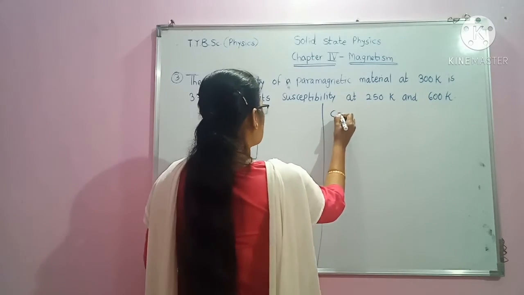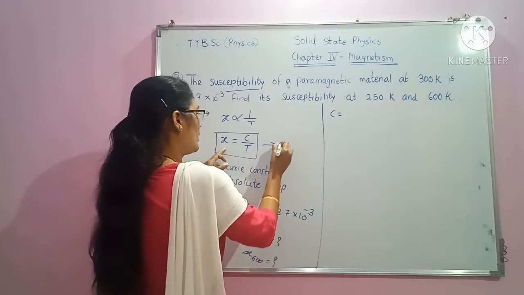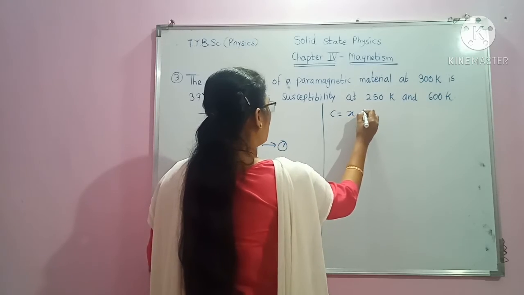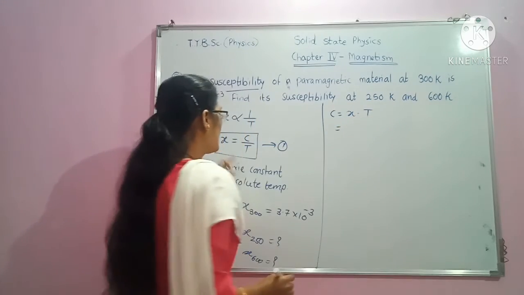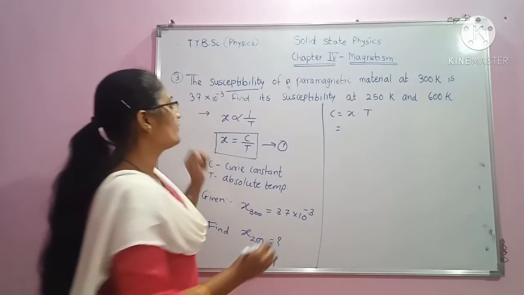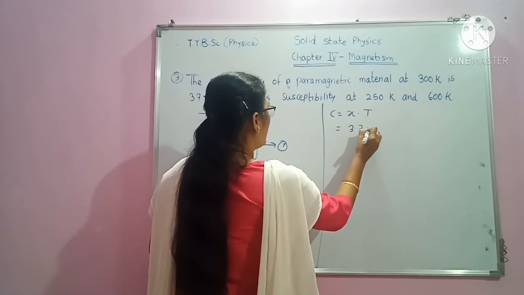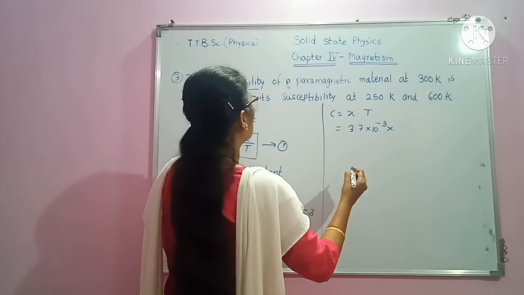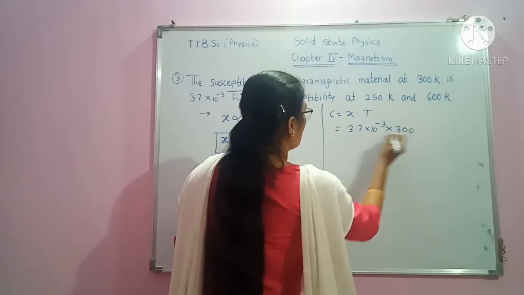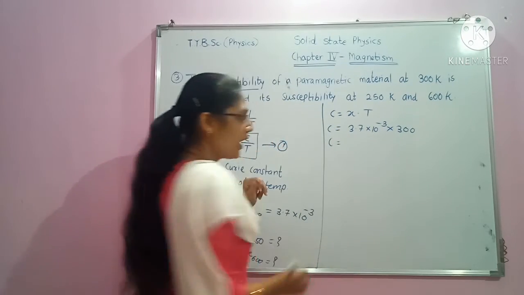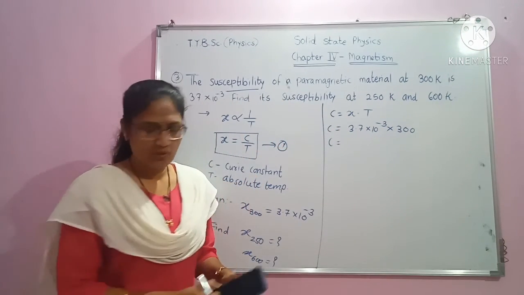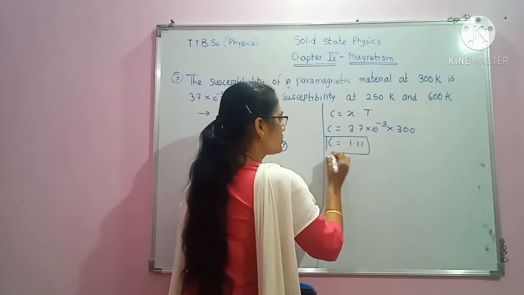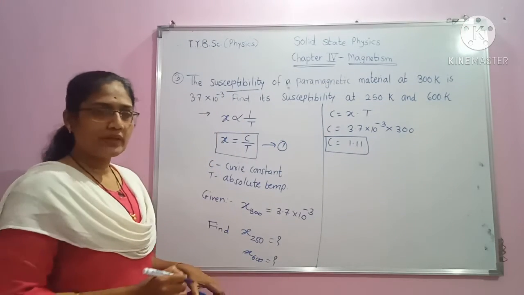So C is equal to, from formula number 1, susceptibility into absolute temperature. Susceptibility value is given as 3.7 into 10 raised to minus 3 into T, which is given as 300. So the value of C, the Curie constant, comes out as 1.11.